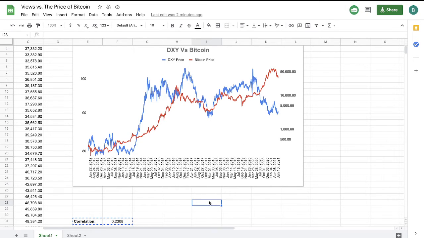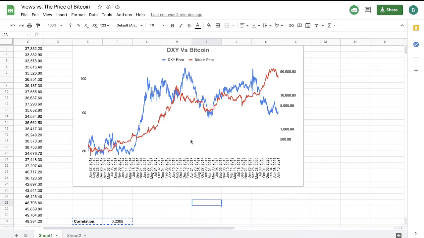It's 0.2308. It's nowhere close to being strongly correlated, which is anything from 0.7 and up, and it's not close to -1, or a moderate or strong negative correlation, which would be -0.7 and below. So no, the Dixie, for the past 10 years, is not negatively correlated with Bitcoin's price, unfortunately. Sorry to tell you that.